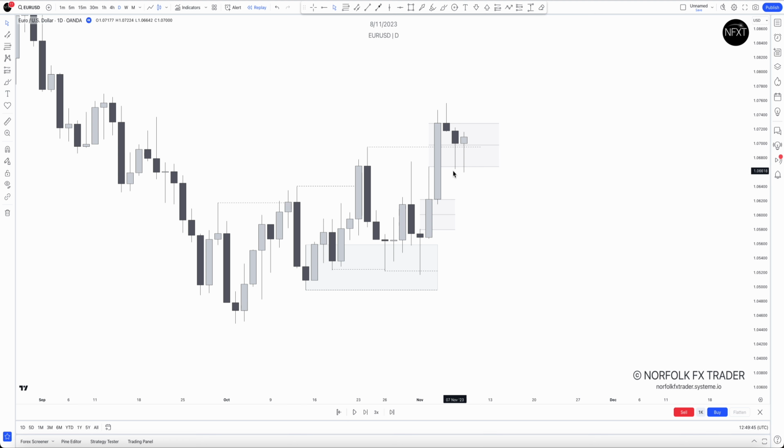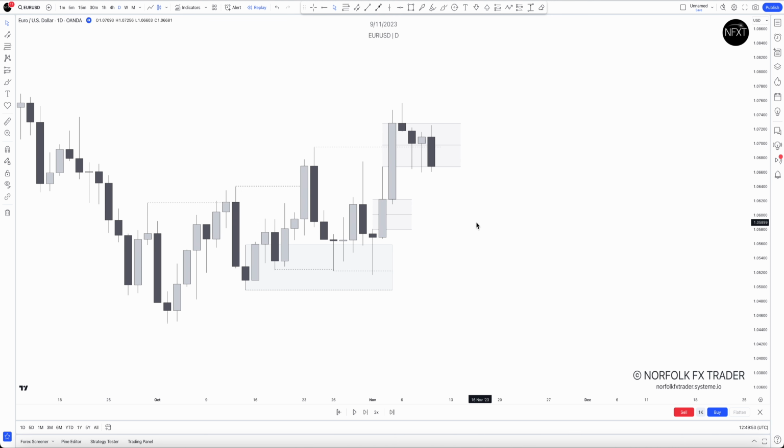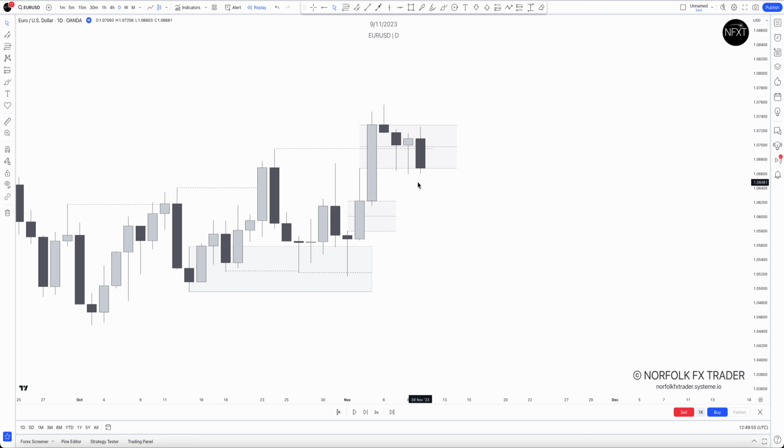We've done the same again. We've wicked through the low. Okay, we've held at the low of the zone. But now things have changed. Okay, this looks like a swing pullback. And all we're looking for is the close of the bottom of this zone.